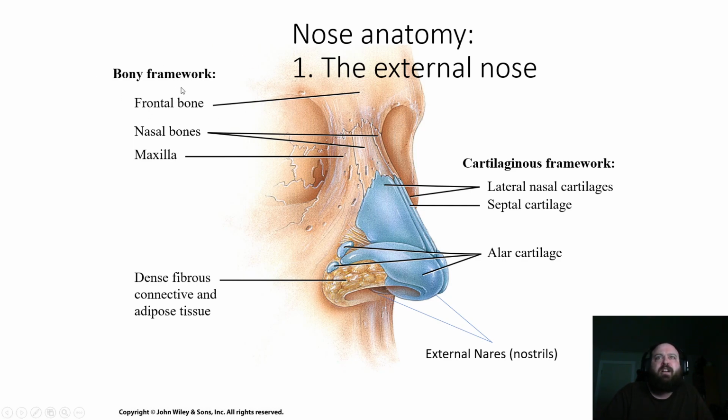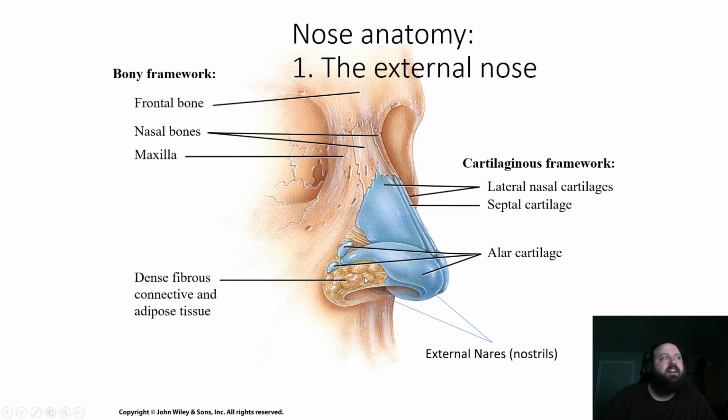First is the bony framework, which consists of the frontal bone, your forehead, the nasal bone, and the maxilla right there. So nasal bone, maxilla, frontal bone, that frames your nose with bone. The second part of the external nose is called the cartilaginous framework. This is made out of hyaline cartilage. It's made up of septal cartilage, which is running right down the middle of your nose, and then you have lateral nasal cartilage on either side, and that collectively forms the nostrils, which are known as the external nares.